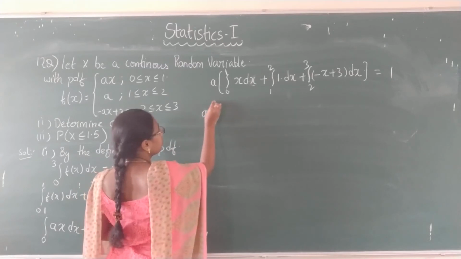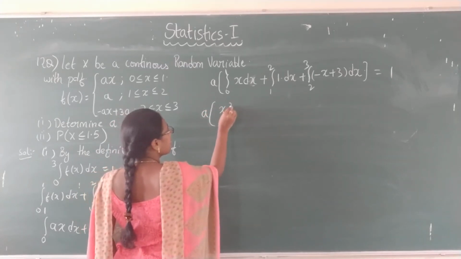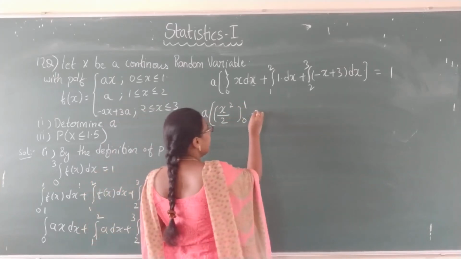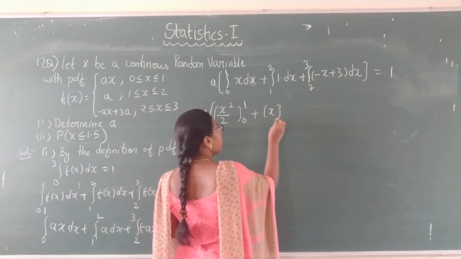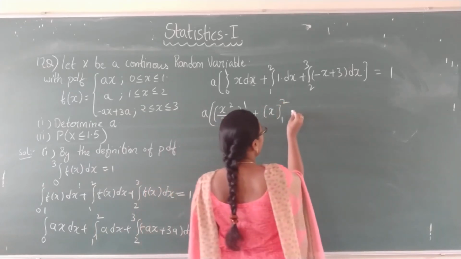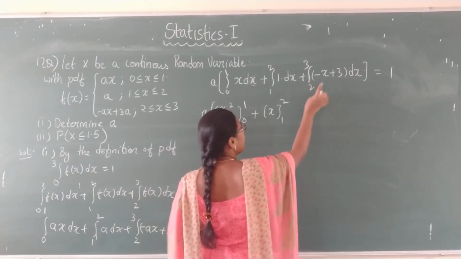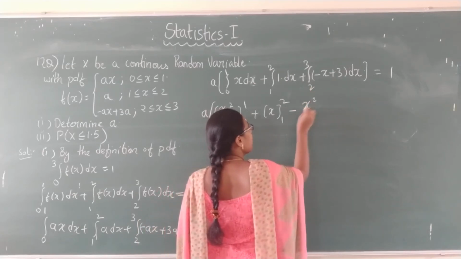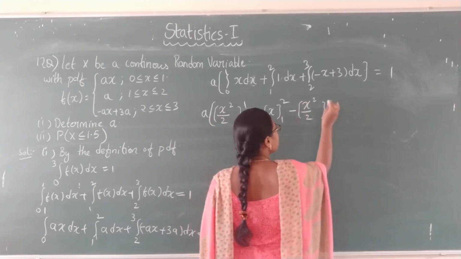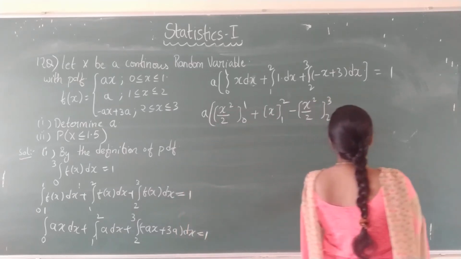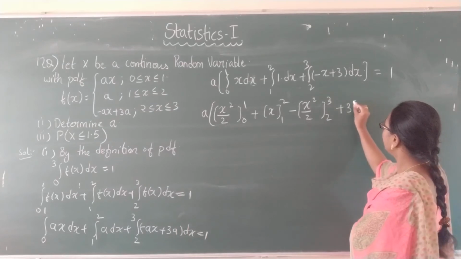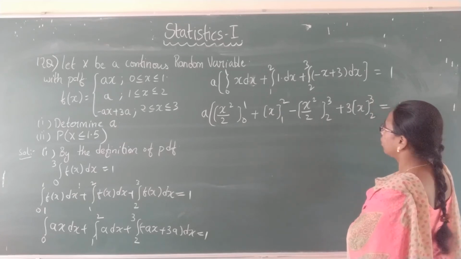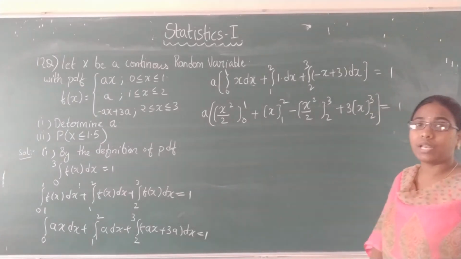A into integration of x is x square by 2 within the limits 0 to 1, plus integration of 1 is x within the limits 1 to 2, plus, so here first we have minus x, integration plus into minus is minus, integration of x is x square by 2 within the limits 2 to 3. Next plus 3 is constant, integration of 1 is x within the limits 2 to 3 equals 1. Now substitute the limits. How will you substitute the limits?